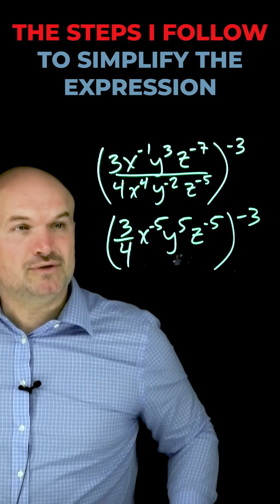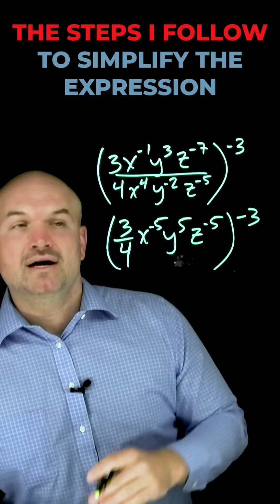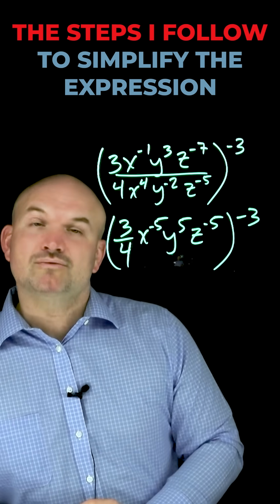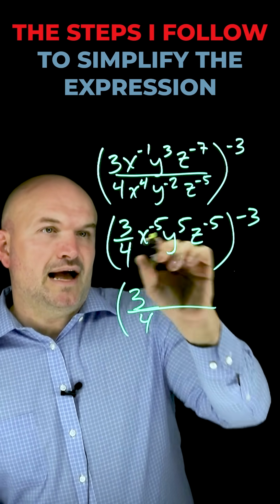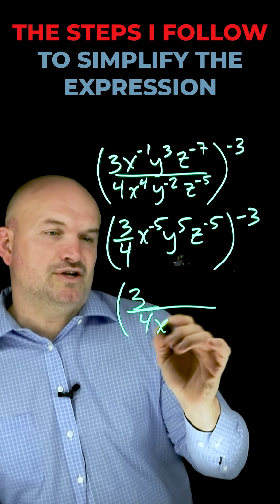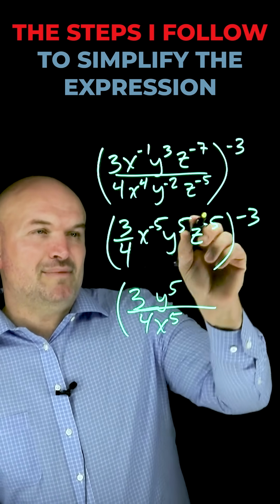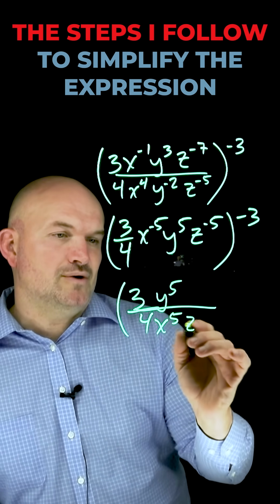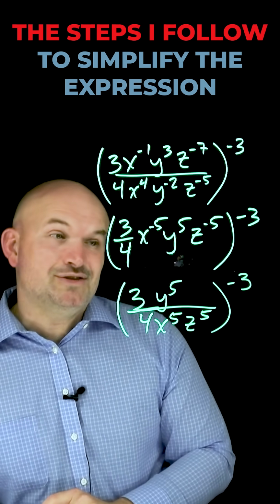Then the next thing I'm going to do is get rid of my negatives. Remember, anytime that you have a negative power, all you simply need to do is reciprocate it to rewrite it as a positive power. So I'll have my 3/4, and then this x to the -5th is now going to go in the denominator. My y to the 5th is going to remain in the numerator, and my z to the -5th is now going to go into the denominator. Again, now everything is still being raised to the -3rd power.